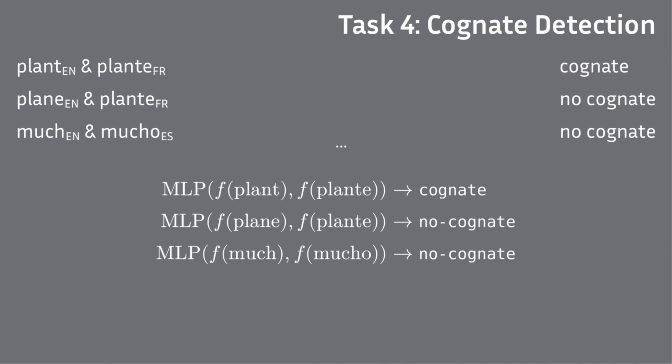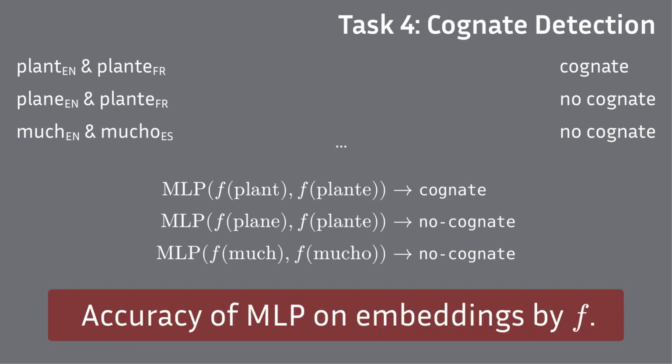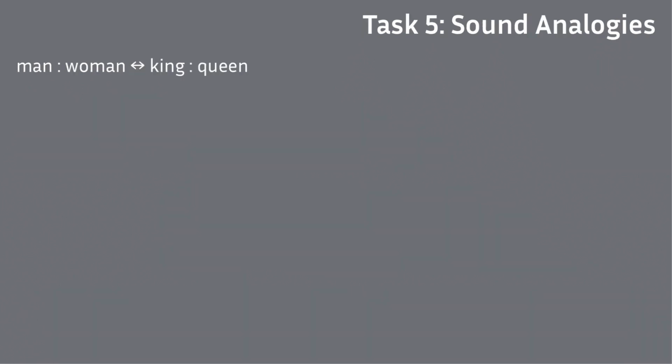Similarly to the previous task, we use them as features into a multi-layer perceptron that classifies as either cognate or no cognate. Then we measure the embedding utility by the final model accuracy. The last task draws inspiration from semantic word embeddings. There, we all know the example that we can use it to compute analogies, such as man is to woman as king is to queen. Computationally, this is achieved by subtracting the vector for woman from the vector for man and adding the vector for king. Then, the closest neighbor to this computed vector in our vector space should correspond to queen.